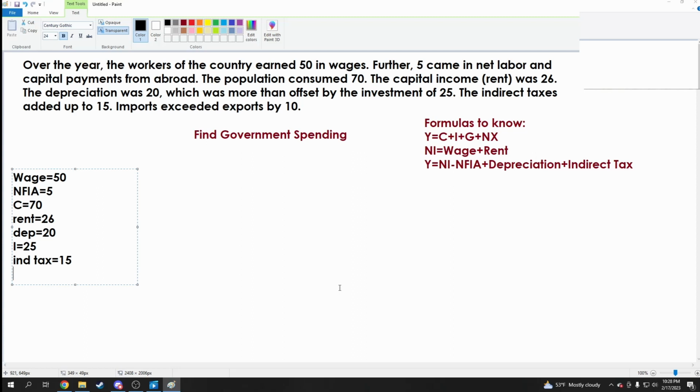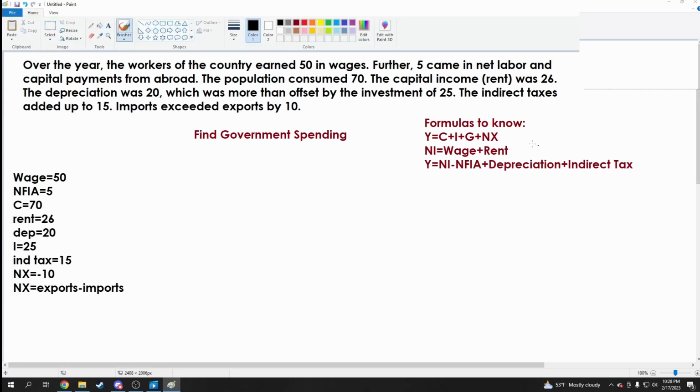And imports exceeded exports by 10. So NX, net exports, is -10. If you don't know why, that's because NX is exports minus imports. And if imports exceed exports, then it's going to be a negative.